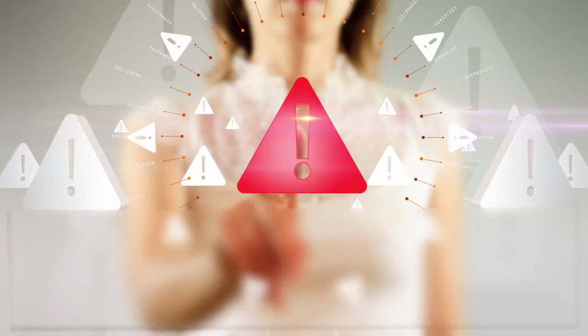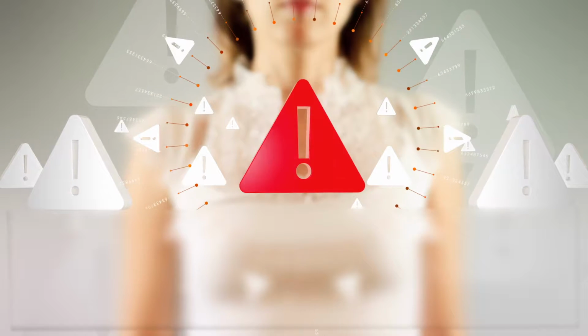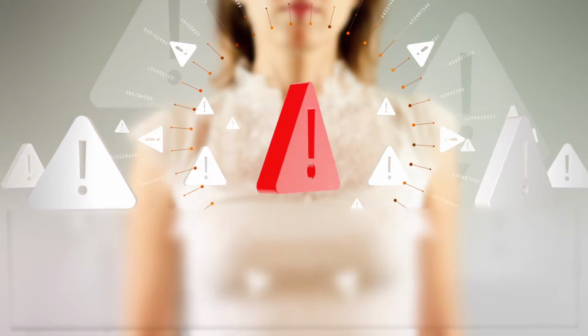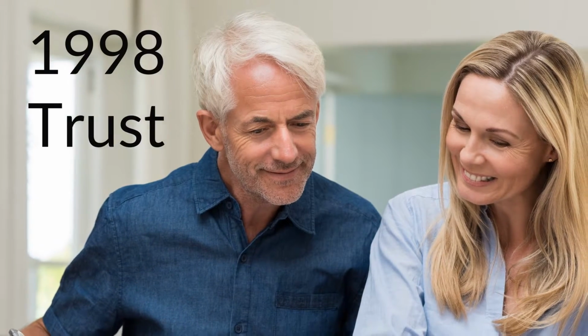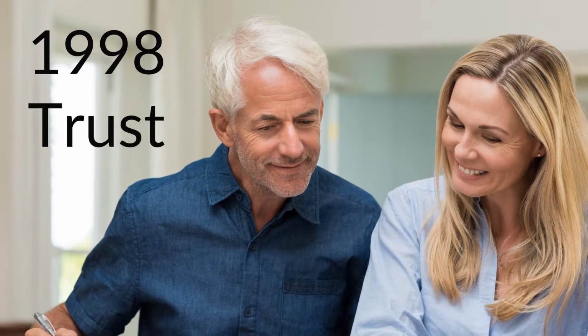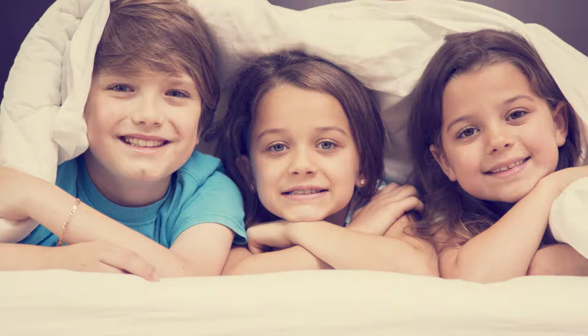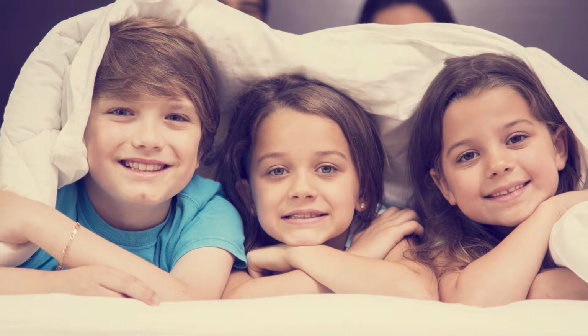Let's consider a hypothetical situation to demonstrate the problems that arise and the options you have to file a lawsuit based on attorney malpractice. In 1998, Ron and Nancy Smith created a revocable living trust. Under the trust, their current estate was to pass to their three children equally after Ron and Nancy's death.